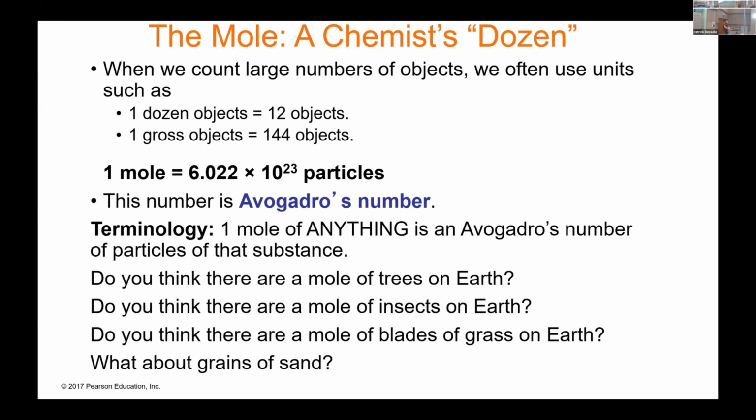All right. So follow-up questions based on this huge number. It's 6 and 23 zeros. Do you think that there's a mole of trees on Earth? No? Less? You think there's less or more? Way less, yeah, exactly. What about insects? Like ants though. There's a lot of ants, ants everywhere. No. Okay, all right, you guys are on the ball. You can see where this is going. Do you think there's a mole of blades of grass on the Earth?